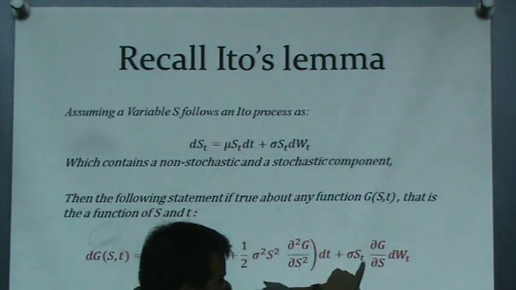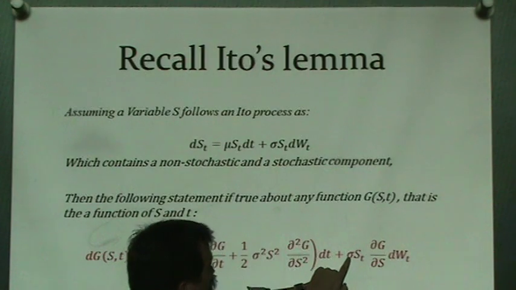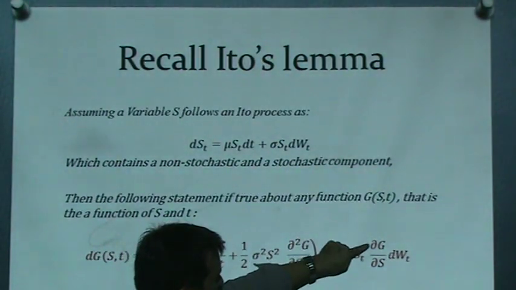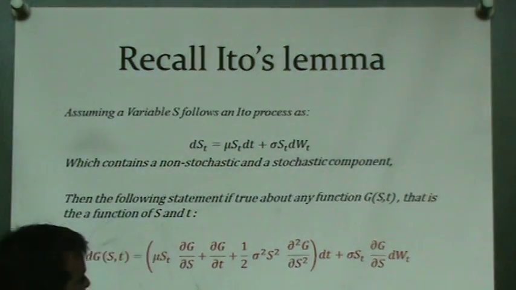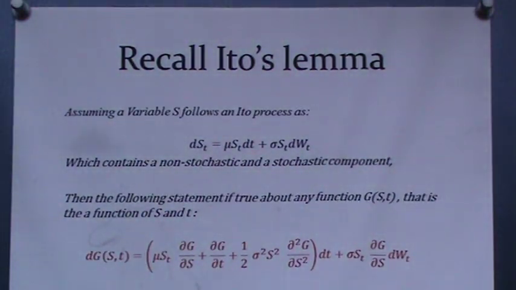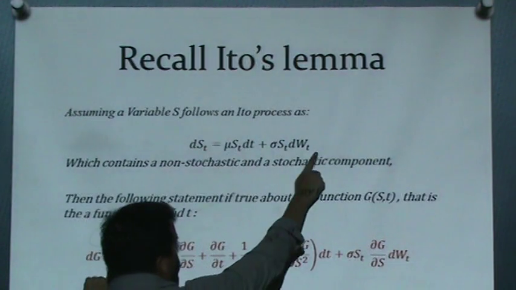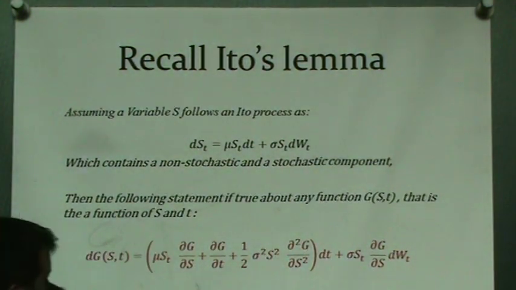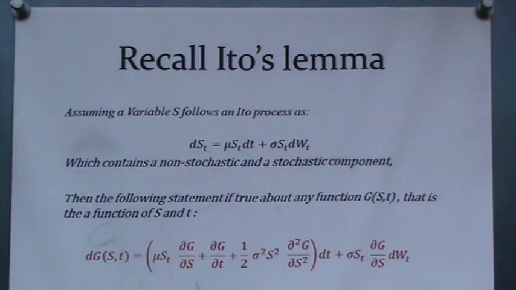And then this is the stochastic part. This ends up being sigma times s times this derivative of your function with respect to s. So that's what Ito's lemma says. You could dream up any function g, and then as long as g is based on s, which is an Ito process, and some variable t, which usually maps to time because it's a process. So that'll be a true statement for any function you can dream up.